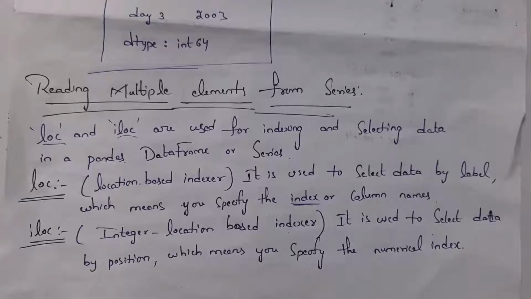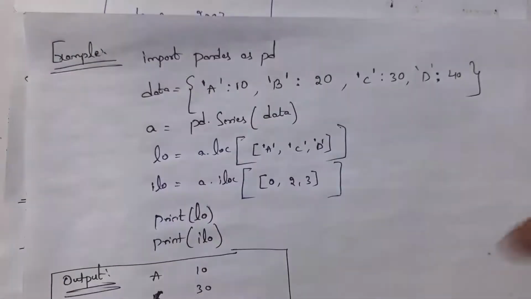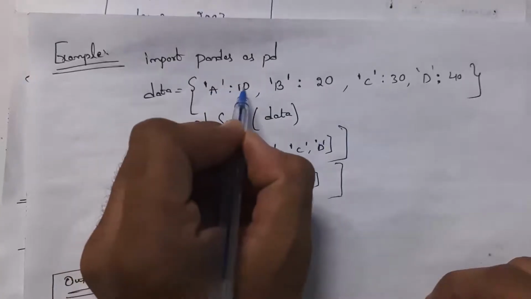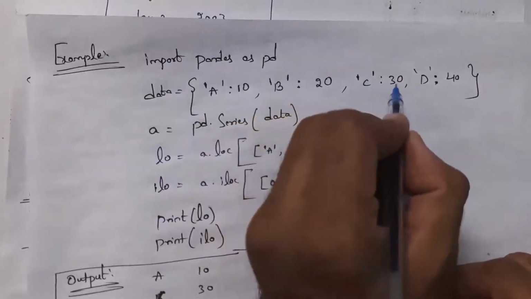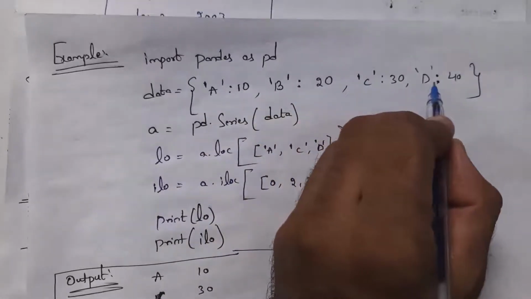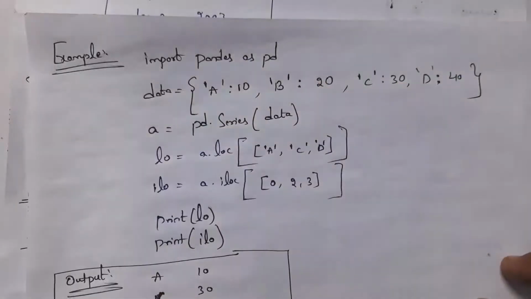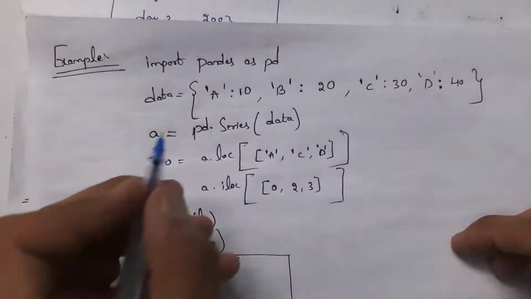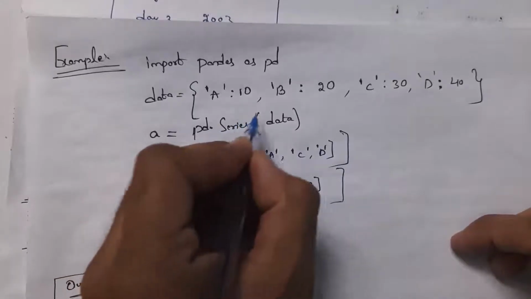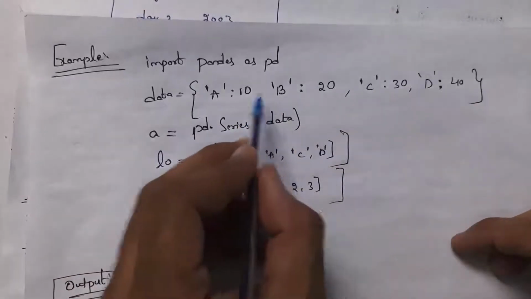I'll give one example so that you can clearly understand how to read multiple elements from a series. Guys, this is a simple example. Here I am taking a dictionary. Key A contains value 10 and key B contains value 20, key C contains value 30 and key D contains value 40. This is my dictionary. And next I am taking variable a equal to my library name, that is pd.Series of, my dictionary is stored in variable data.